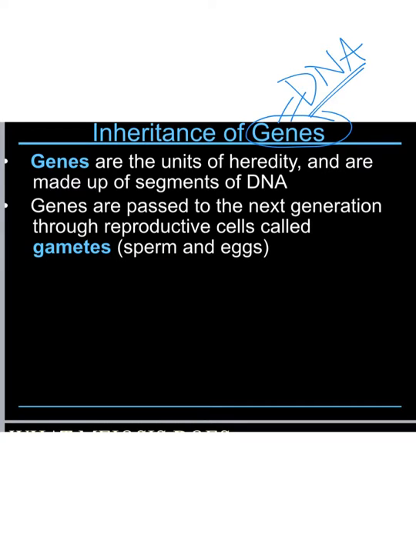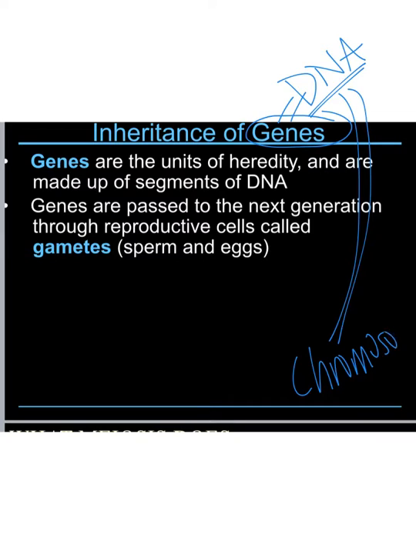When we talk about inheritance of genes, and you're going to talk about this over and over again throughout this course as well as in genetics, we're talking about passing down the DNA. And when we talk about DNA, we're talking about the chromosomes. So the chromosomes that we talked about in chapter 12, this is the DNA. This is what we're talking about here, and we're talking about passing that down from one generation to the next.